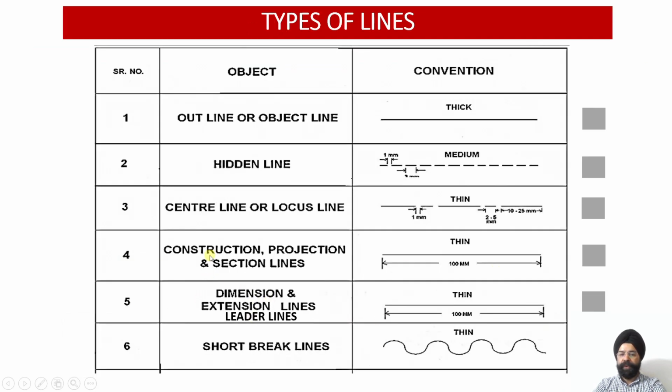Now the fourth type of line is, so here you have three types of lines basically: construction lines, projection lines and section lines. Three types of line. Why have we clubbed them together? Because all of these lines are thin and continuous lines, and since they are thin lines, they will be drawn using the 2H pencil. So let us see the applications of these three types of line, that is construction, projection and section lines.